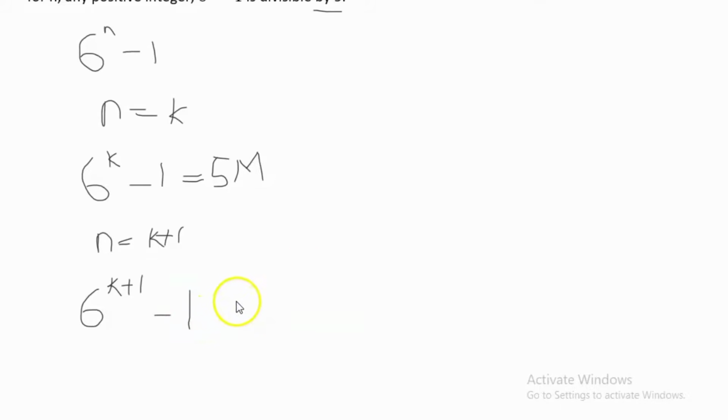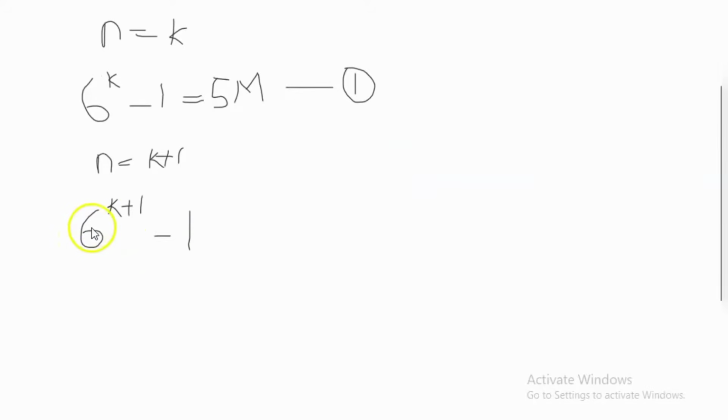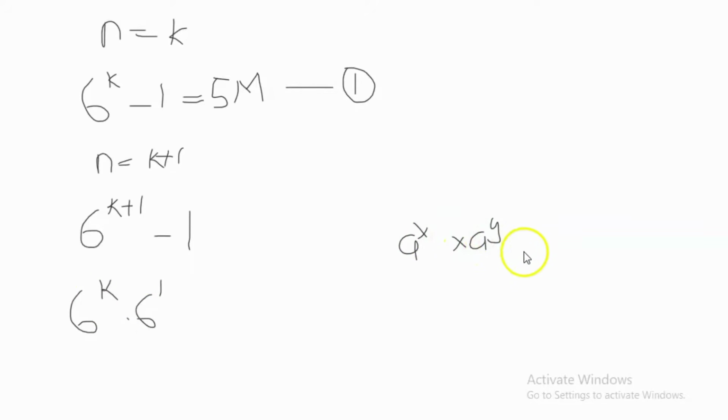Now we're going to name this equation 1, and you would understand why we do that in a bit. From the rule of indices, if we have 6 to the power of k plus 1, we can write this as 6 to the power of k multiplied by 6 to the power of 1. This is the basic rule of indices. It states that if we have a to the power of x multiplied by a to the power of y, this is going to be a to the power of x plus y. So it's exactly the same thing here.